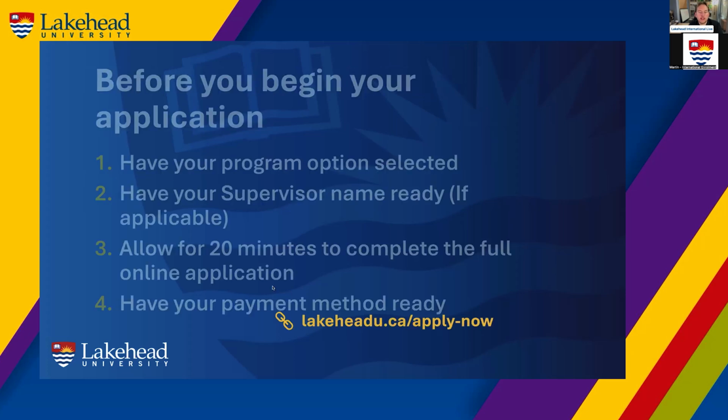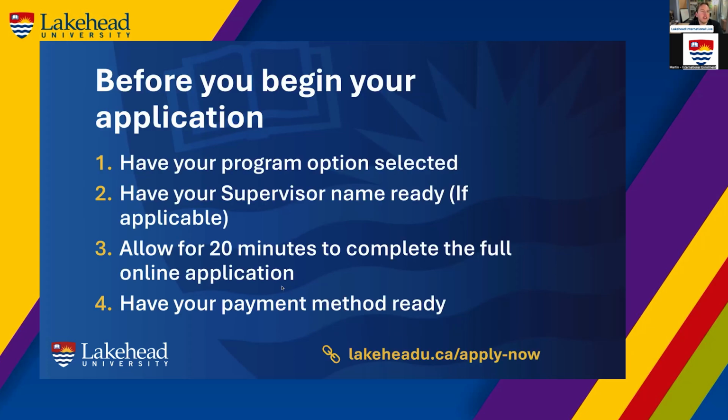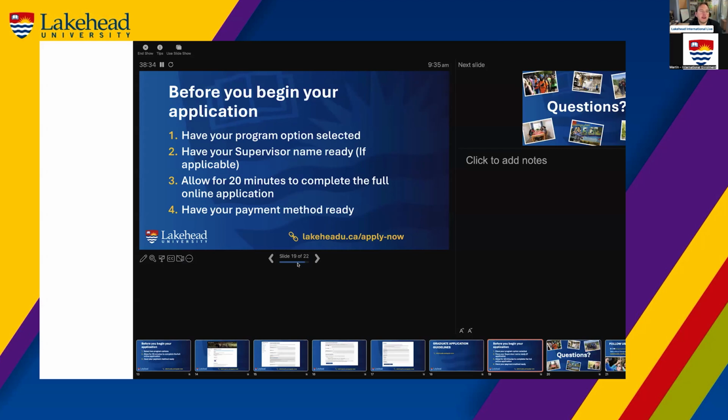Alrighty, so before you begin this application, there's going to be a few things that we want you to complete. Before you begin, you should have your program options selected. You should also have your supervisor name ready, if applicable, of course. That is typically only applicable for students completing research projects like thesis routes or even potentially project-based routes. You should also allow for 20 minutes to complete this online application. You can save and return to wherever you left off. However, it only takes 20 minutes to get started and submit those first documents and that application and get the ball rolling. And of course, importantly, you should have your payment method ready.